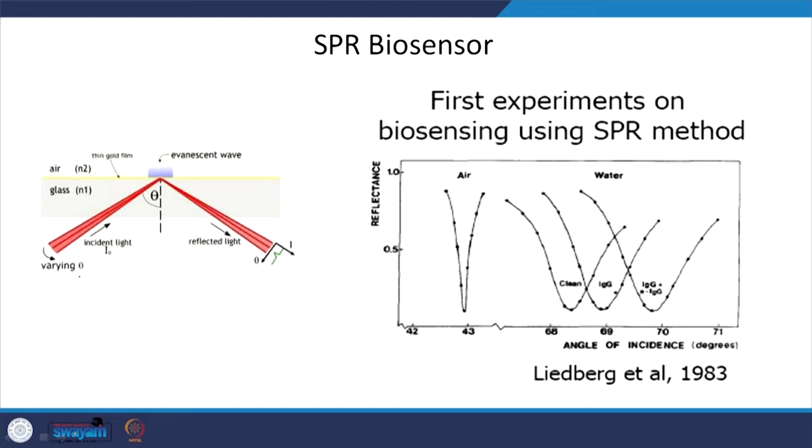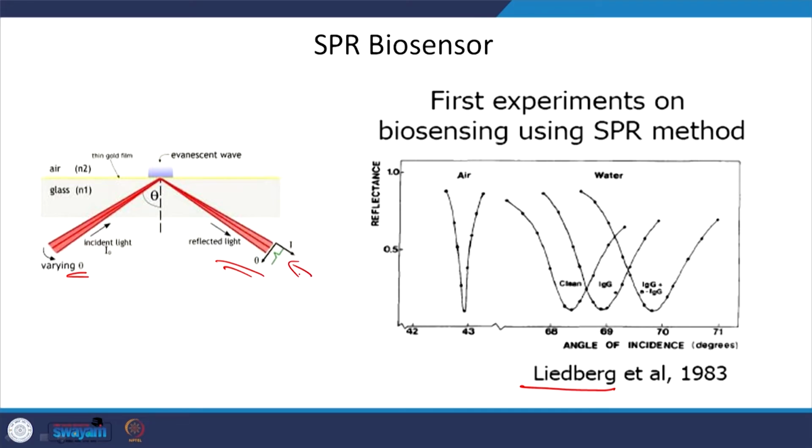The first experiments on biosensing using SPR were done by Bo Liedberg, he is a leader in this. What he did is that you have an evanescent wave from the air glass interface, and this evanescent wave probes the biological sample. So, by varying theta in the incident light you measure the reflected light, and from there you conclude the resonance angle.